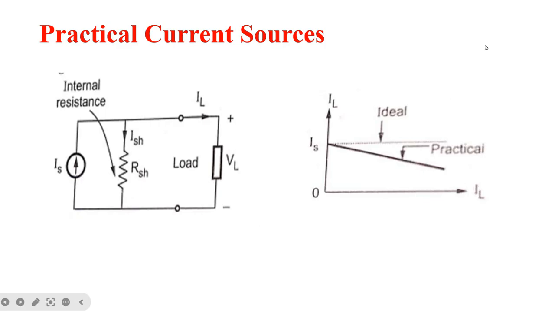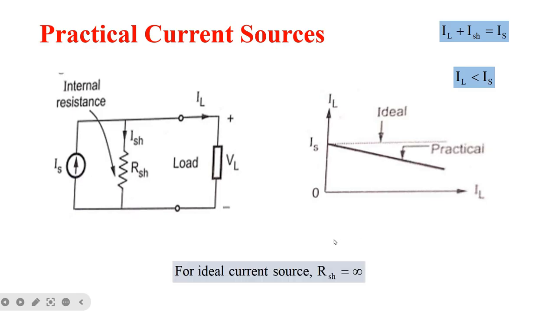Now, here you can write it as load current plus the current through the resistance, equal to the source current. So the source current is divided into two branches here. The source current is equal to load current plus the current across the resistance. And always the load current will be smaller than the source current. So for ideal current source, RSH will be infinity.